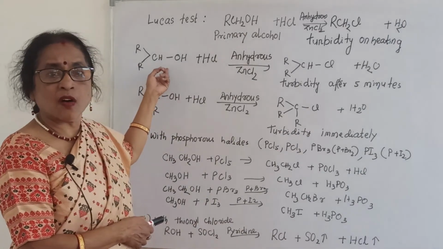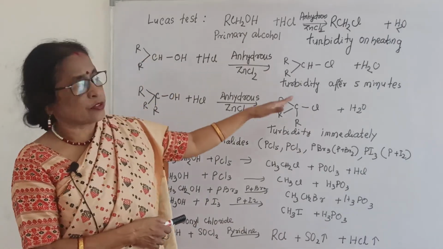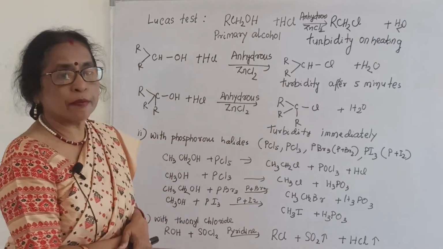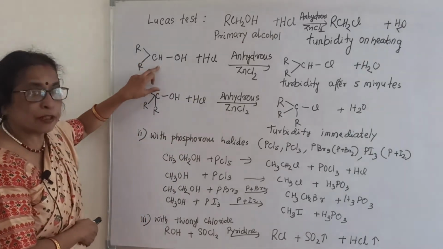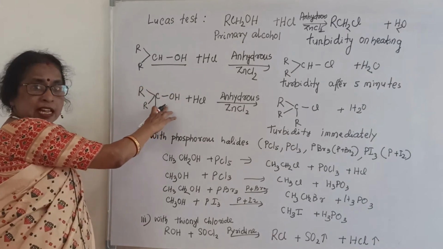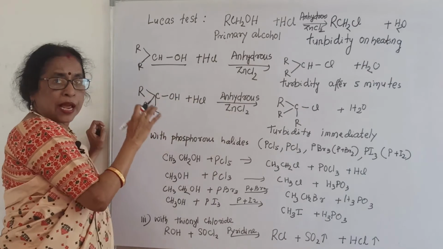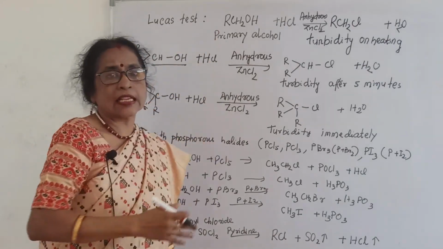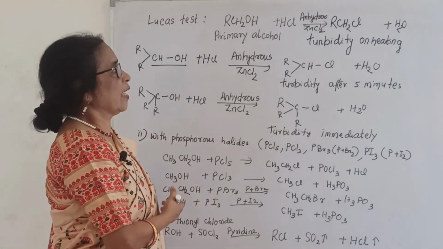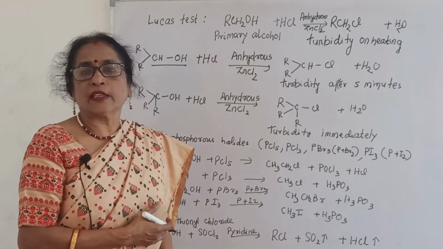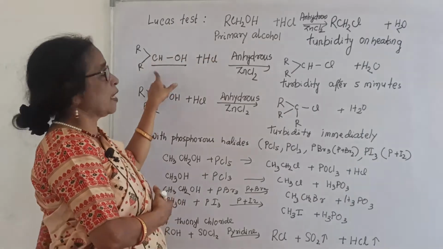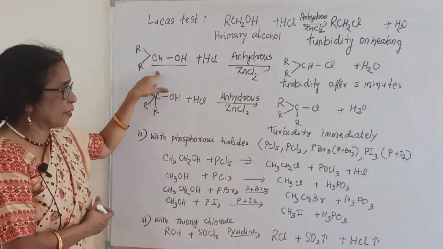Next, come to secondary alcohol. Secondary alcohol also gives haloalkane, but here the turbidity appears after 5 minutes because it is less reactive. That means secondary alcohol is less reactive than tertiary alcohol. And next, primary alcohol. Primary alcohol, when treated with hydrochloric acid and hydrogen chloride, produces the corresponding haloalkane. Here the turbidity appears on heating. Why? Because it is the least reactive, less reactive than secondary.